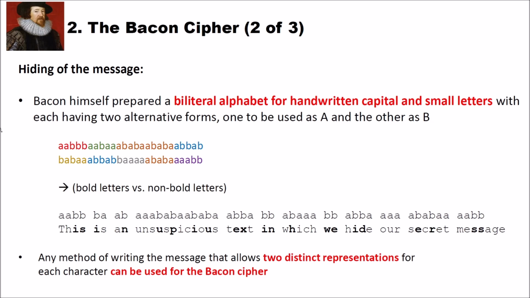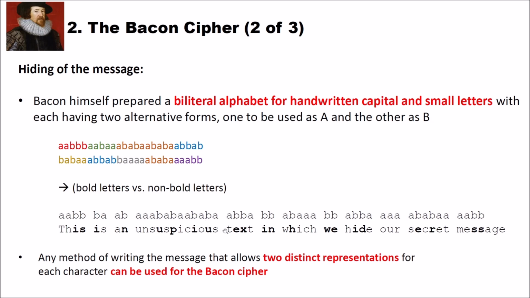As an example here, we created a biliteral alphabet that we distinguish using bold and non-bold letters. Let's see how this works. We have our carrier media. This is a sentence here.